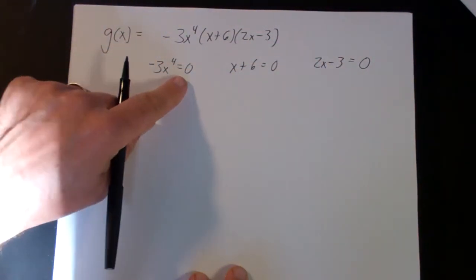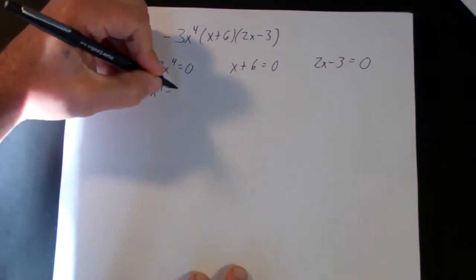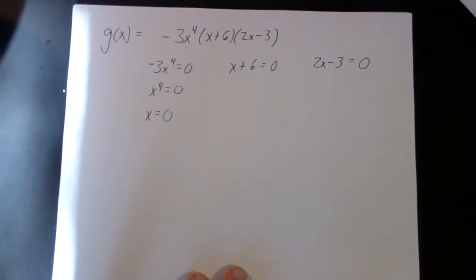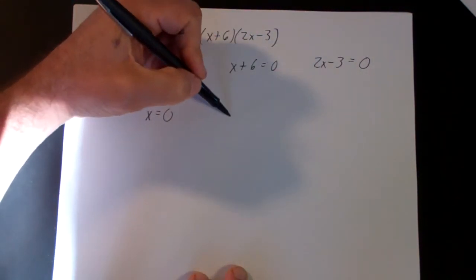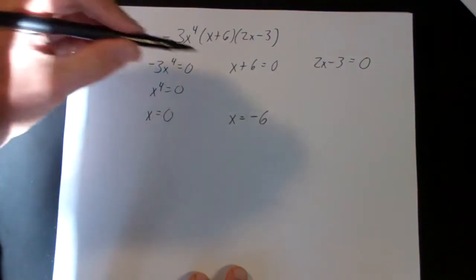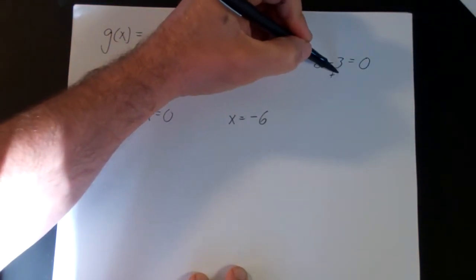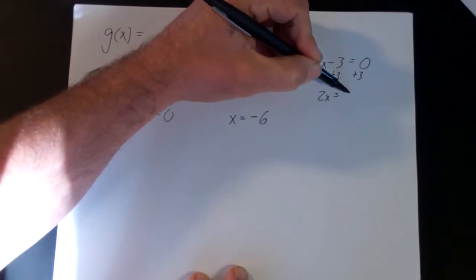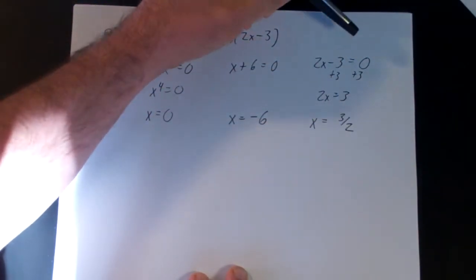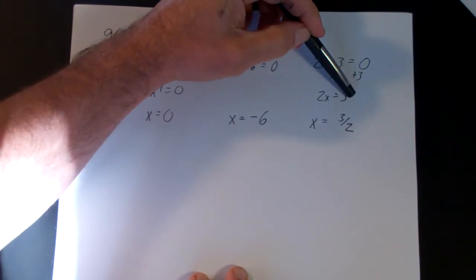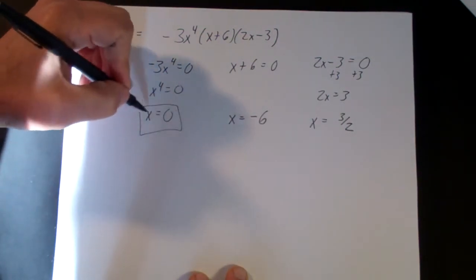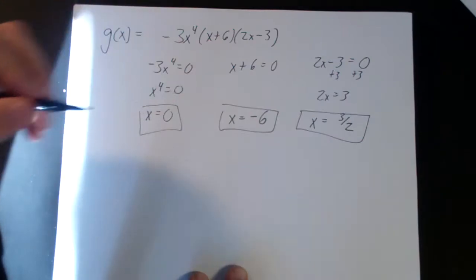You solve here, you divide by negative 3, and you get x to the 4th is equal to 0. Take the 4th root, you just get 0. Here, you're going to subtract 6 from both sides. Here, you're first going to add 3, and then you're going to divide by 2. So it's x is 3 divided by 2. I'm going to make sure I got the signs right. This is a negative 3, so I add 3, so it's a positive 3. And I did. So here are my zeros: 0, minus 6, and 3 halves.